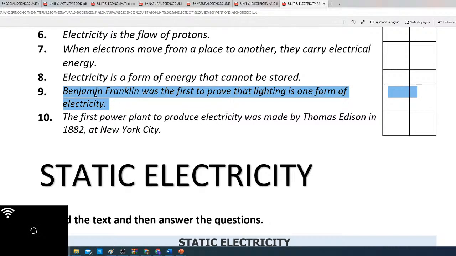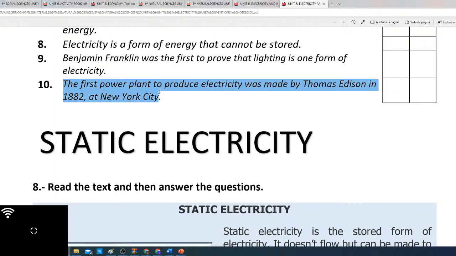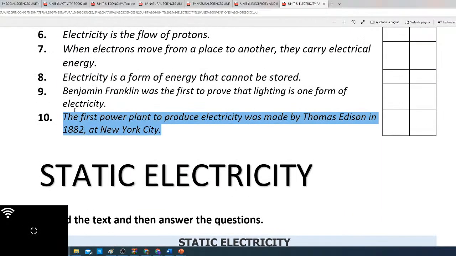No. Benjamin Franklin was a very interesting inventor and a good scientist, and he proved many things about lightning, but that was discovered before Benjamin Franklin. Very good. And now, finally, the first power plant to produce electricity was made by Thomas Edison in 1882 at New York City. Remember the text before? Thomas Edison, a very interesting, a prominent inventor.